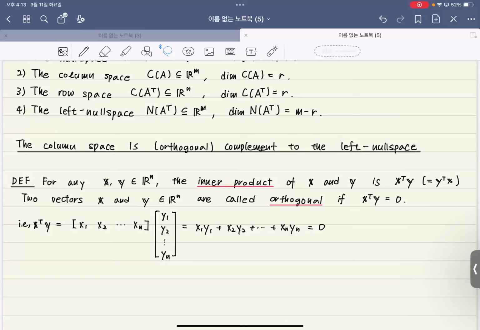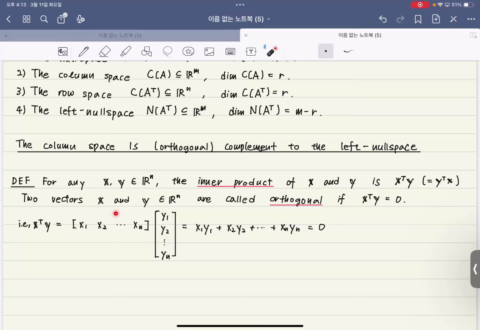First, in order to introduce the notion of orthogonality, I will need to introduce the inner product. Do you know the inner product? Well, many of you know that already. For any two vectors x and y from the Euclidean space R^n, the inner product of x and y is defined by x transpose y. You have to remember those two vectors are both column vectors.